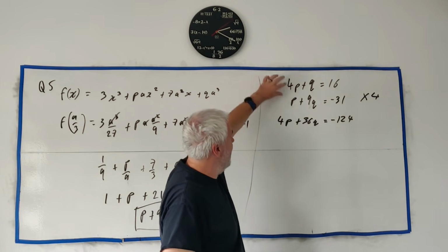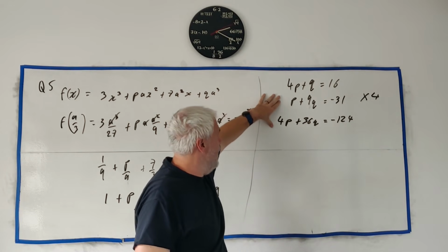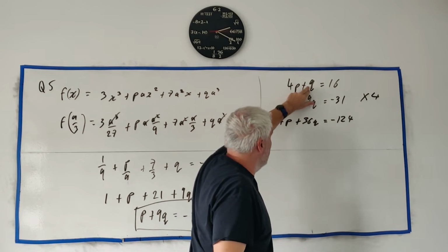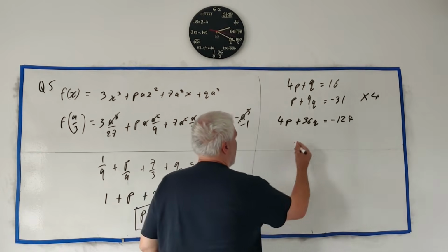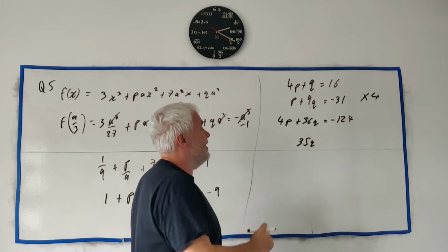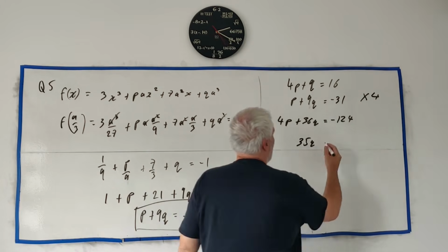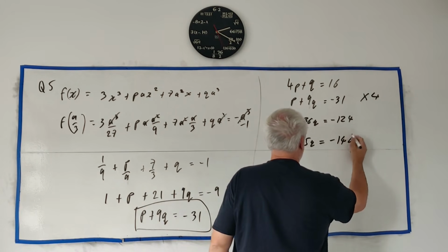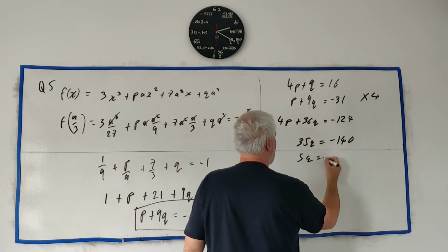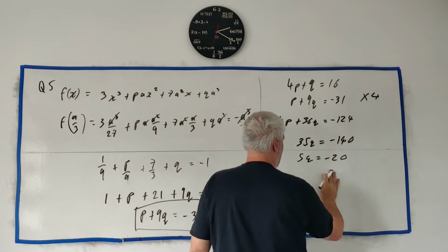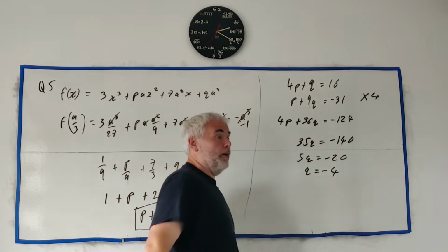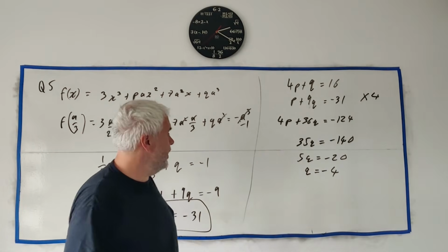If we take this row minus this one, the 4p's will disappear. So we'll have 36q minus 1q is 35q. Minus 124, take away another 16, we get minus 140. Let's see, 7 goes into both of these, that's 5q, and 5 goes into both of them. q is equal to minus 4. That's half our answer. They want p and q.